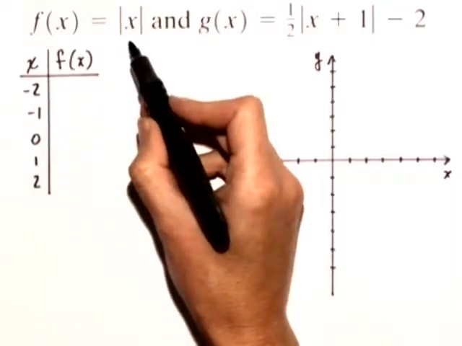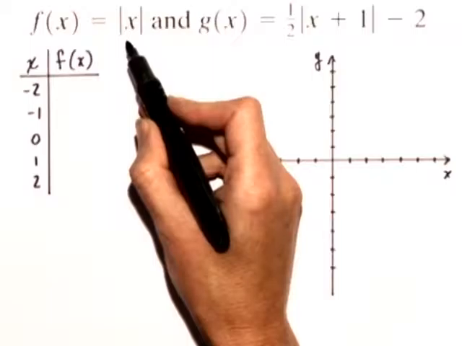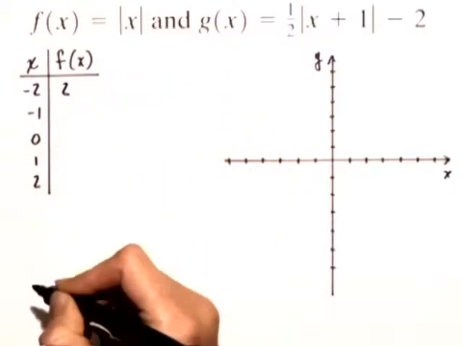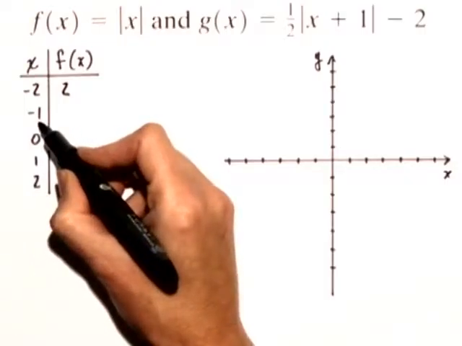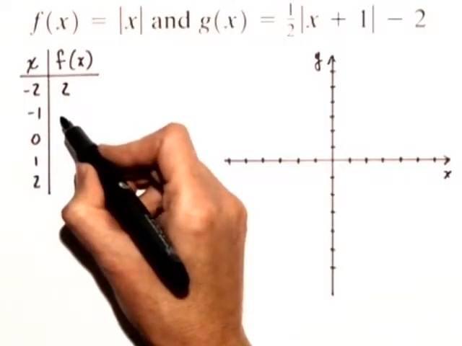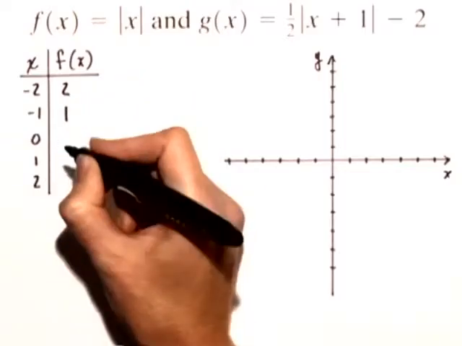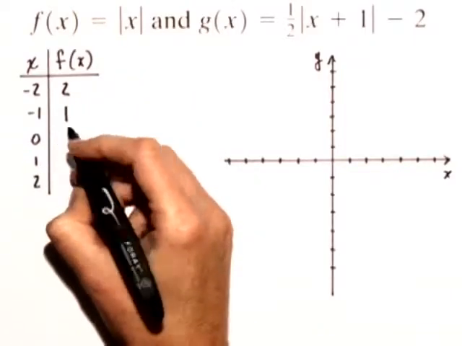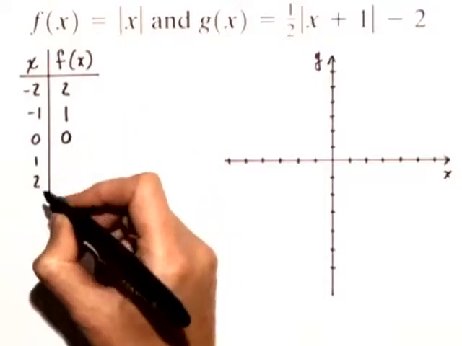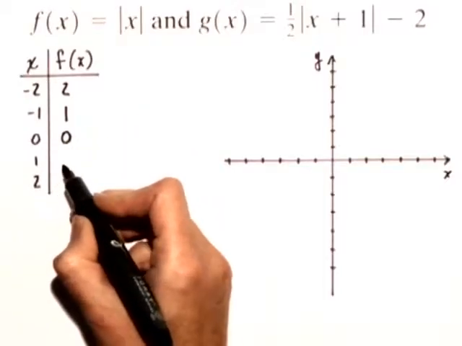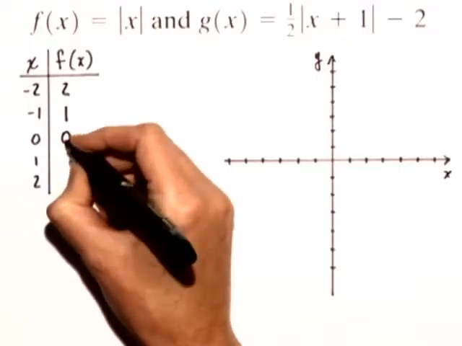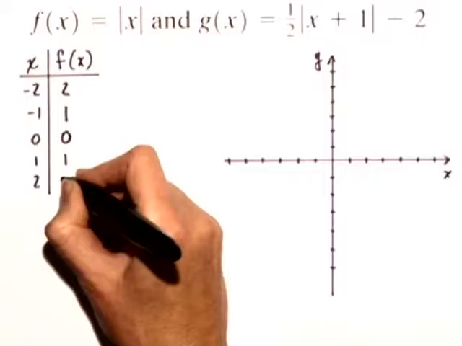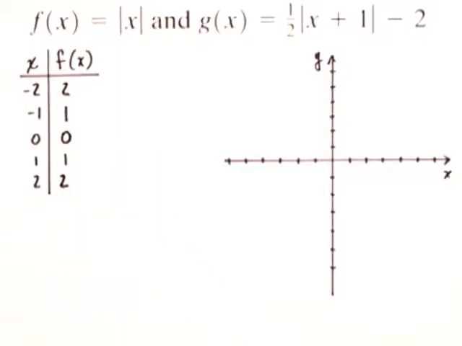If x is equal to -2, then f of x is equal to the absolute value of -2, which is 2. When x is -1, f of x is the absolute value of -1, which is 1. When x is 0, f of x equals the absolute value of 0, or 0. When x is 1, f of x equals the absolute value of 1, which is 1. And when x is 2, f of x equals the absolute value of 2, which is 2.